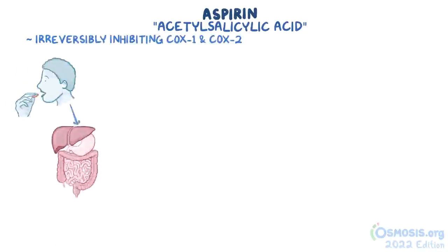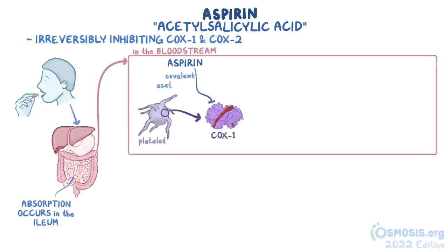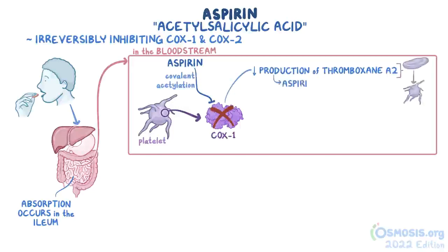Alright, now let's start with aspirin, also known as acetylsalicylic acid, which works by irreversibly inhibiting both COX-1 and COX-2. Aspirin is taken per orally, and most of the absorption occurs in the ileum. Once absorbed into the bloodstream, aspirin irreversibly inhibits COX-1 in platelets by covalent acetylation, thereby decreasing production of thromboxane A2 in platelets. Since thromboxane A2 is a platelet activator, this makes aspirin useful as an antiplatelet medication.